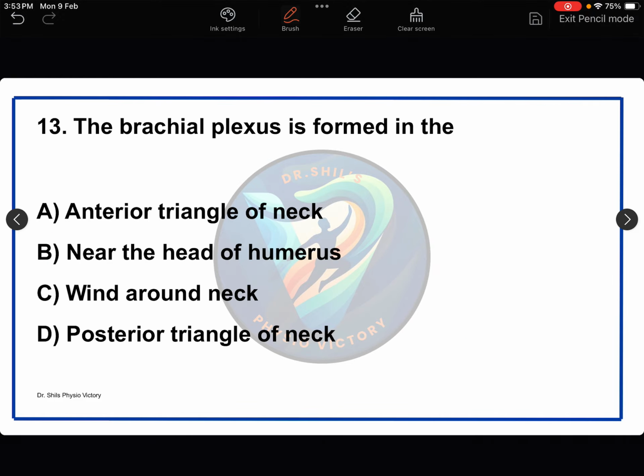Next, come to question number 13. The brachial plexus is formed in the option A, anterior triangle of neck, option B, near the head of the humerus, option C, wind around neck, option D, posterior triangle of neck. Here, the correct answer is option D, posterior triangle of the neck.